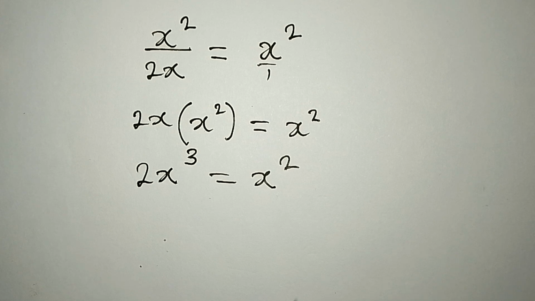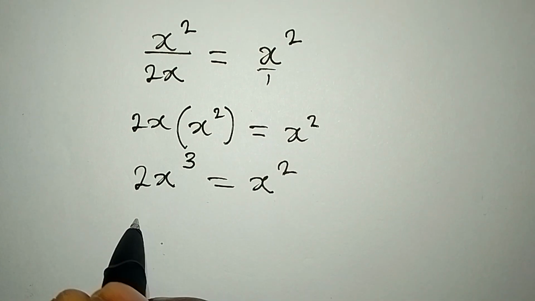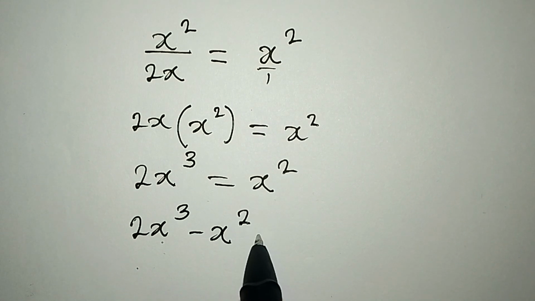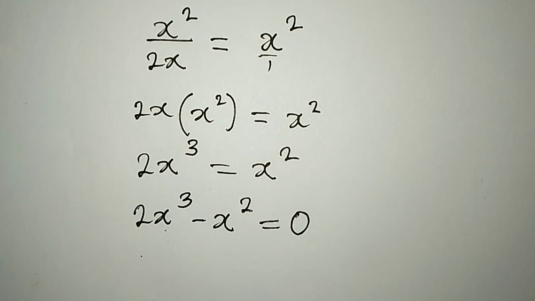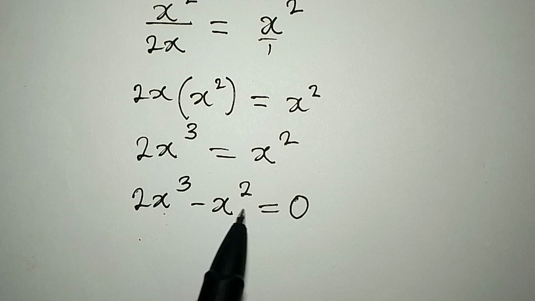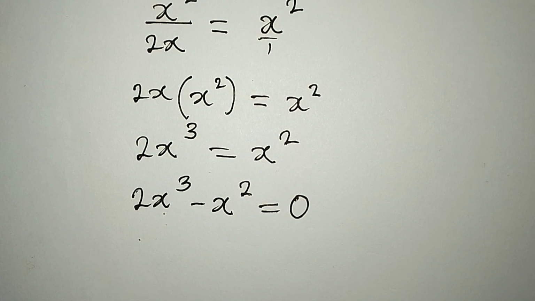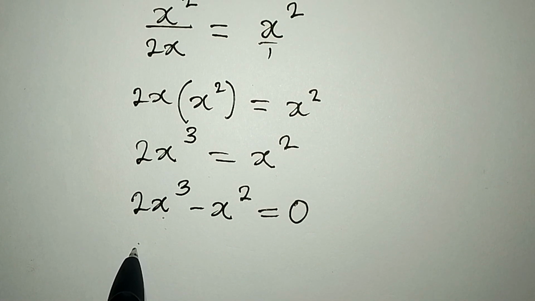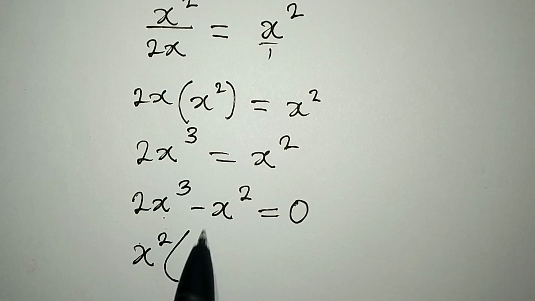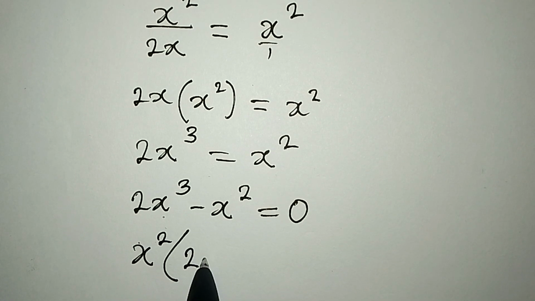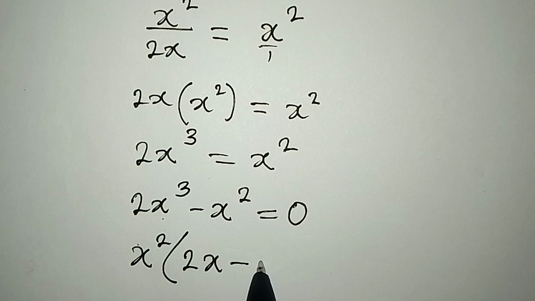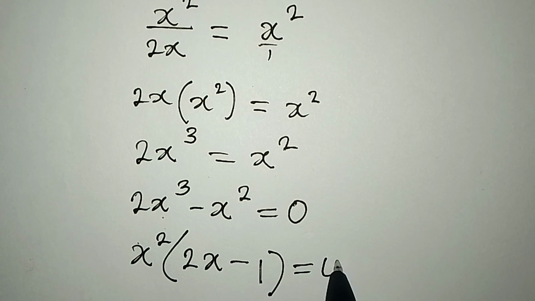Now the next thing we will do is to bring this to the left. That way we'll have 2x to the power of 3 minus x to the power of 2 equals 0. Now this is having a power of 3. So therefore, we are expected to have 3 values of x, right? So we factor out x squared because it's common to both of them. Now 2x is here and 1 will be there. Minus 2x divided by 2x is giving us 1. And this is equal to 0.